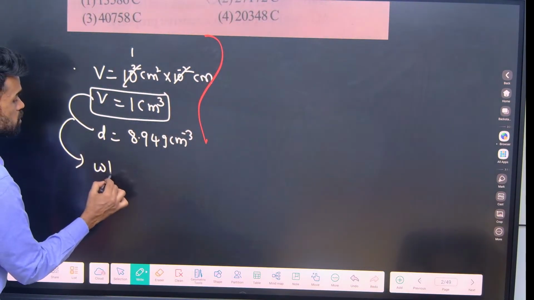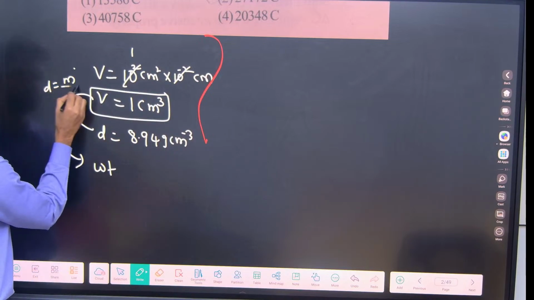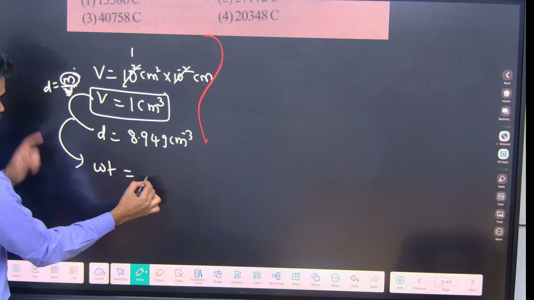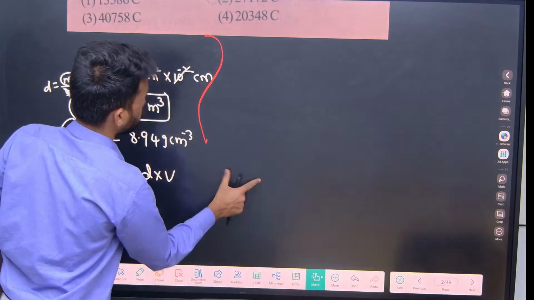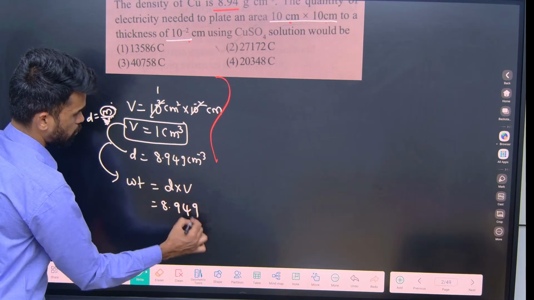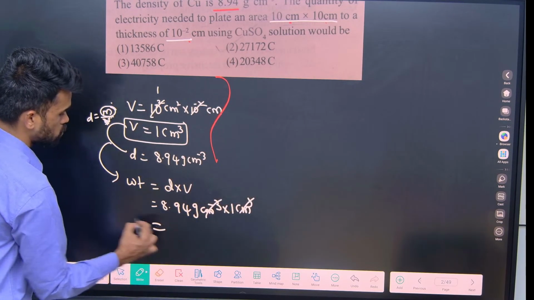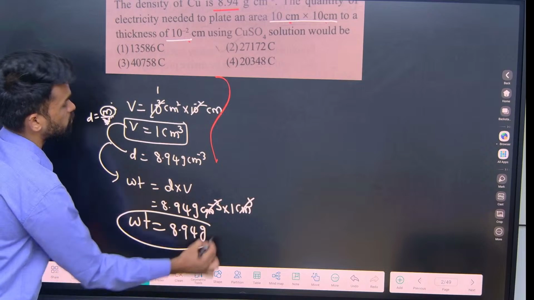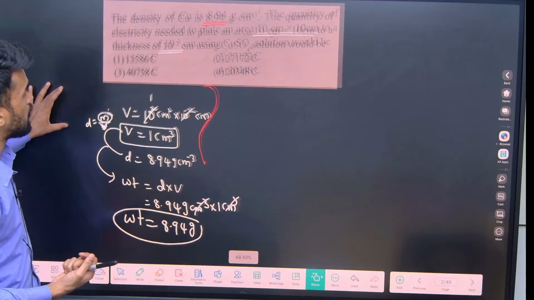The weight of substance deposited will be, now what is the density formula? Mass by volume, that is weight by volume. So I want weight, that is mass, so D into V. Now D is how much? 8.94 gram per centimeter cube into 1 centimeter cube. So you can remove this. So how much weight have they deposited? 8.94 grams. This is the weight of copper deposited. Next.